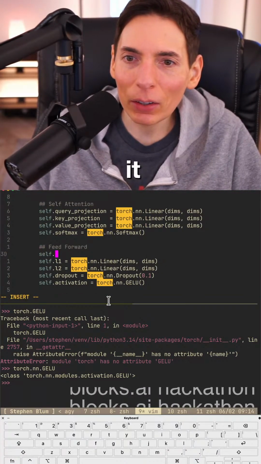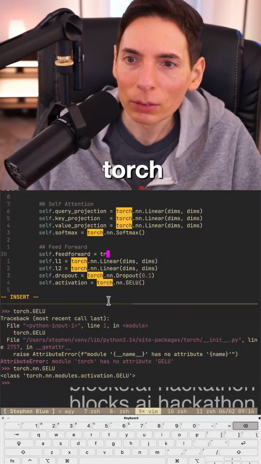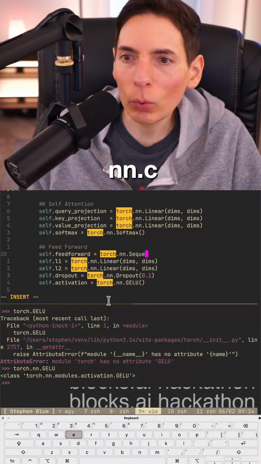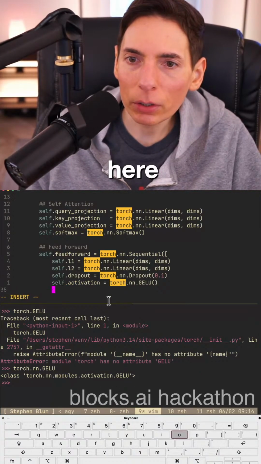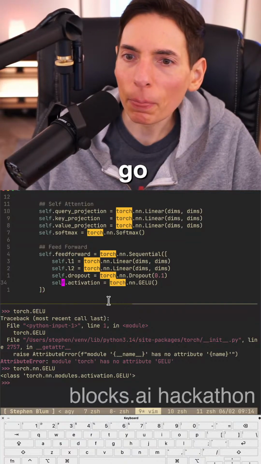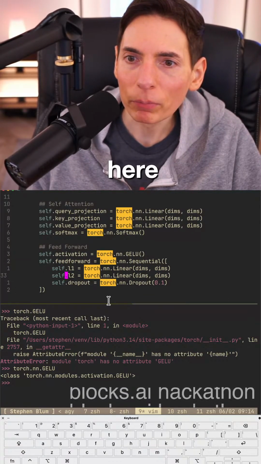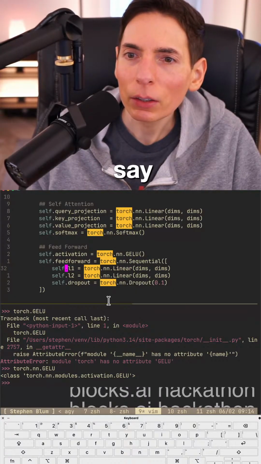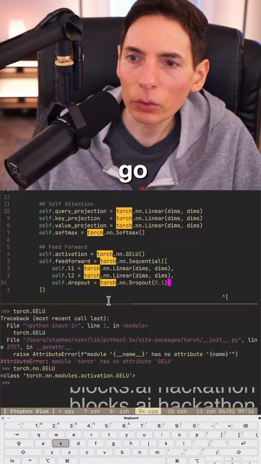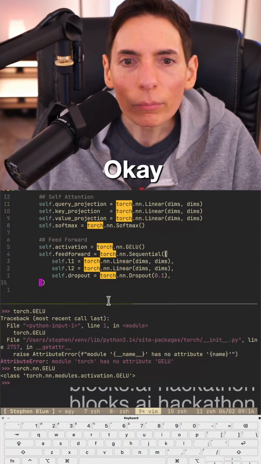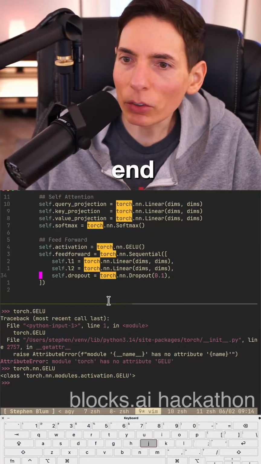We're going to do it. self.feed_forward equals torch.nn.Sequential as an array. Here we go. And then we're just going to say activation. We get one activation here, and then we need some commas. There we go. GELU, linear, GELU, and wrap it in a dropout at the end. Dropout at the end right there.